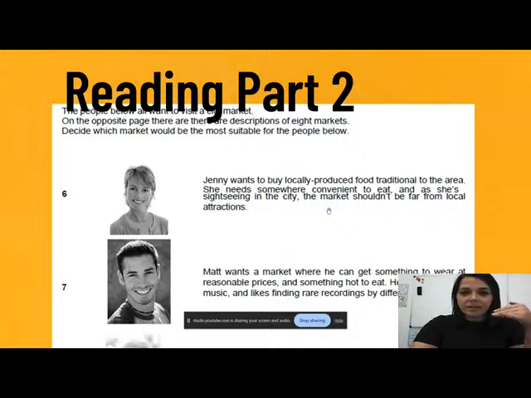So while we're reading, we need to really take notice of what things Jenny specifically wants in her market. Do you have any idea what those things are? I'll give you a clue. There are 3 things. 3 things that Jenny is looking for in her market. If you have any ideas, you can pop it in the chat. Just give you a second to think about it.